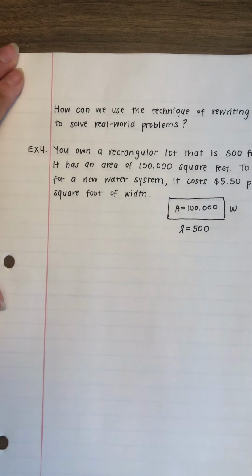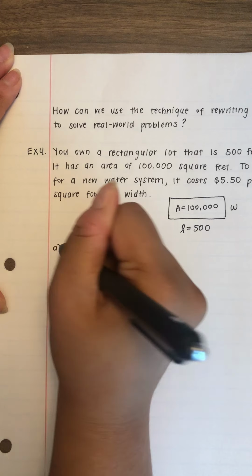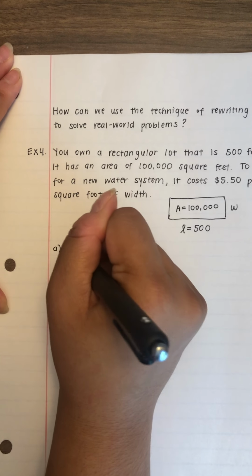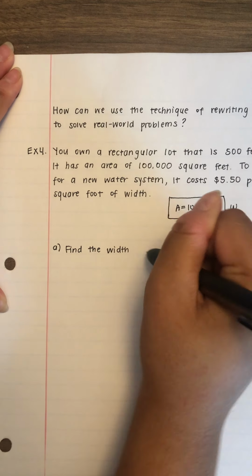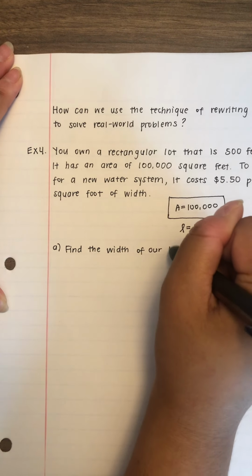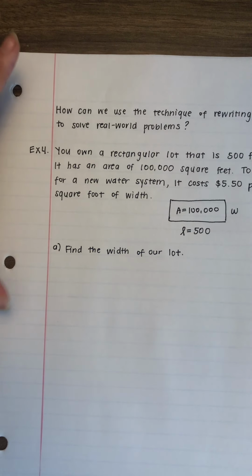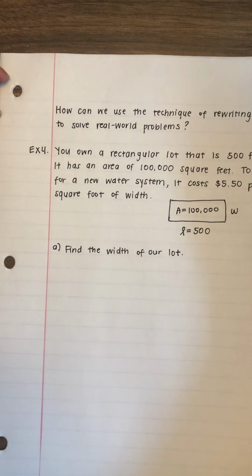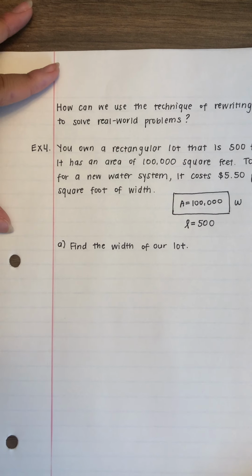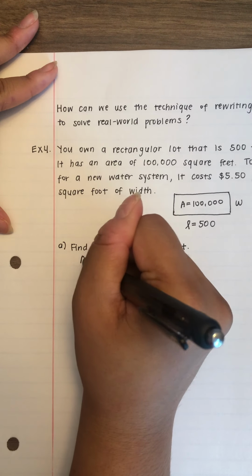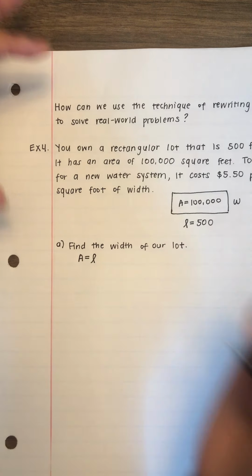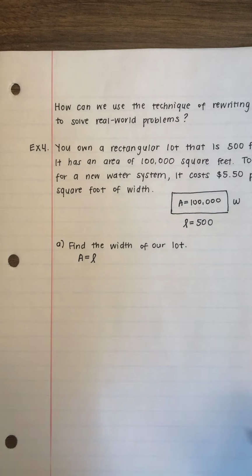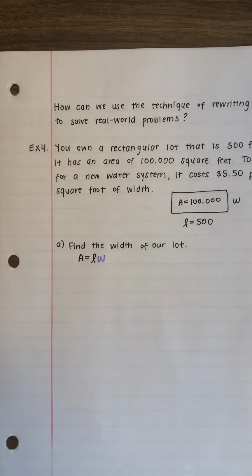Now this question is going to have two parts. So first we need to find the width of our lot. So we have the area of a rectangular lot. We know that area is length times width. So I'm going to go ahead and write that. Area is length, and we want to find the width, so I'm going to put that in a different color. So area equals length times width.